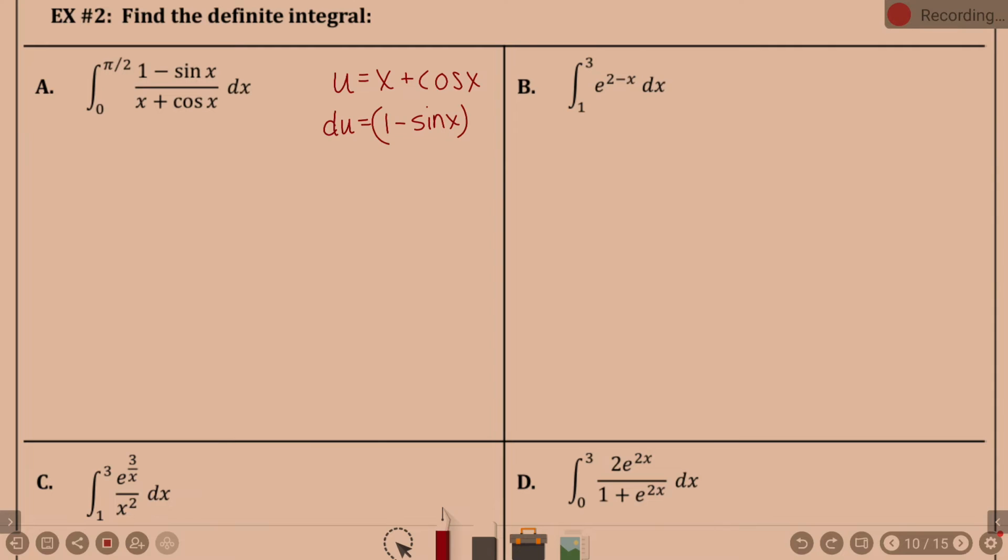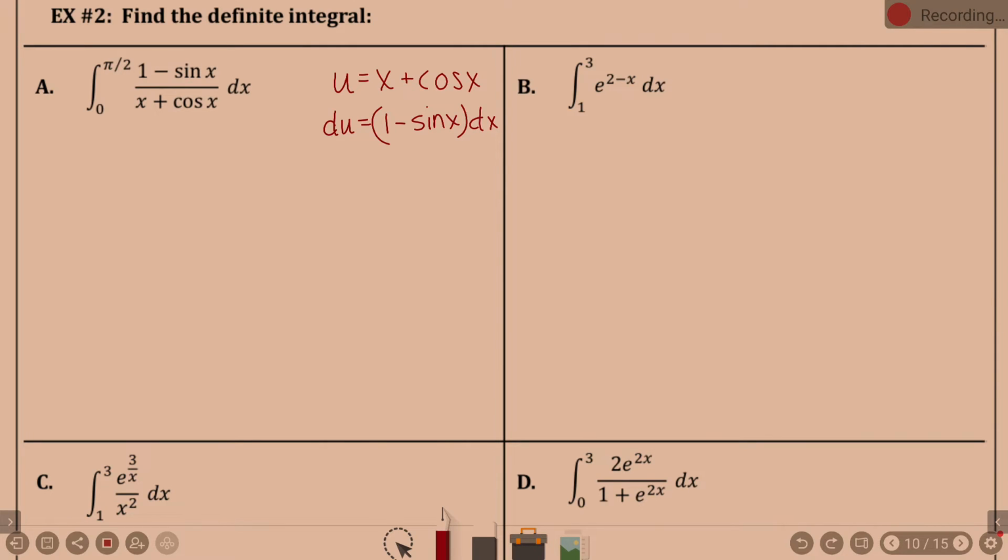Negative sine x. And then officially it's times dx. Well, did that work out pretty well for us? Yeah. Okay. Jacob's being contrary today. Got it. Just ignore.